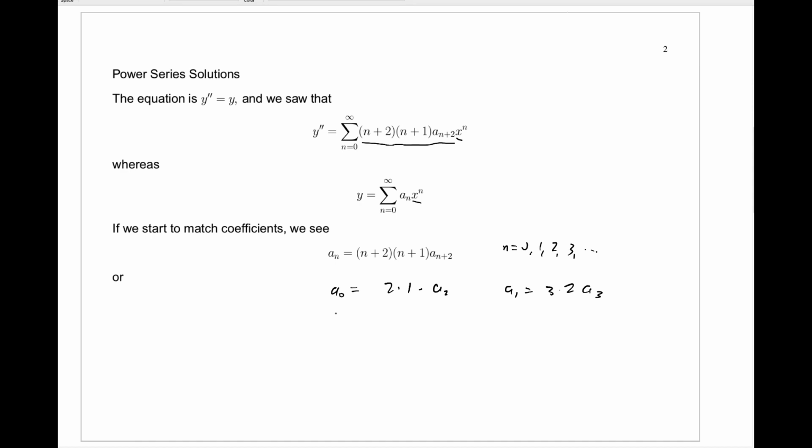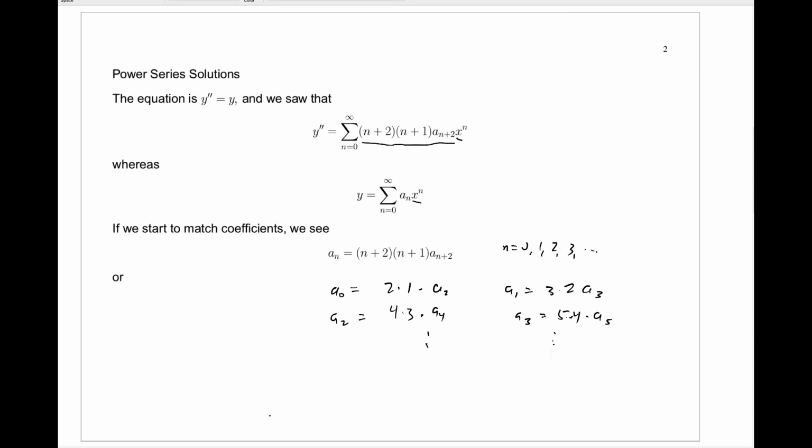What about a sub 2? A sub 2 has to be 4 times 3 times a sub 4. A sub 3 has to be 5 times 4 times a sub 5. And we could keep going like this, on and on and on.